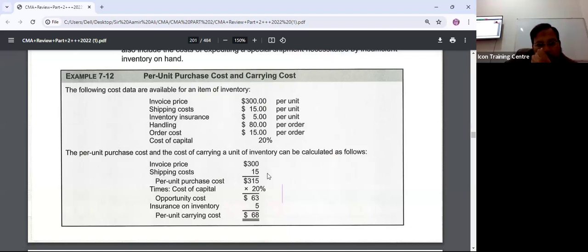The per unit purchase cost and the cost of carrying a unit of inventory can be calculated as follows. Now you have the invoice price and the shipping cost, so the per unit cost will be 13,315. Now the cost of capital is 20%, so the opportunity cost is $63 and insurance inventory is 5. So the per unit carrying cost is $60, right?